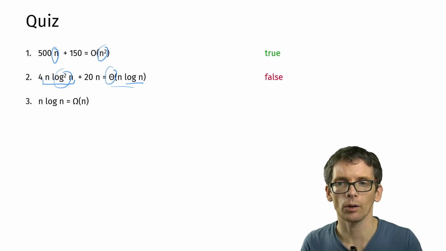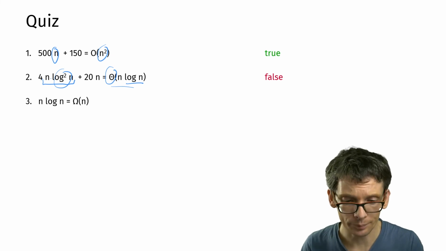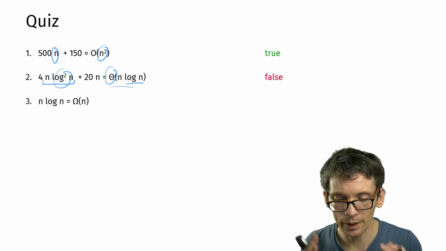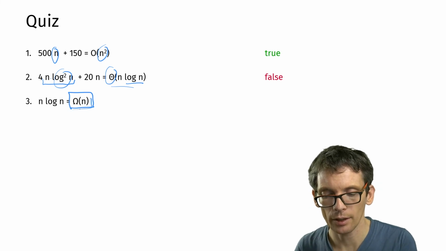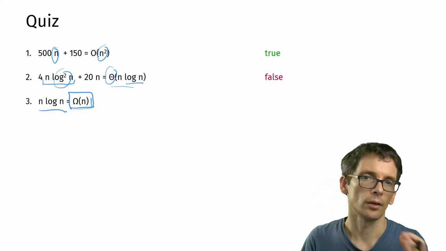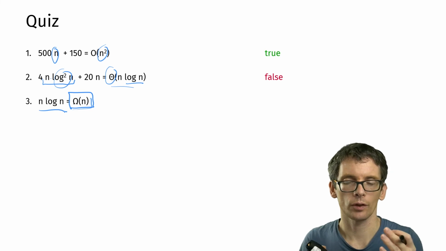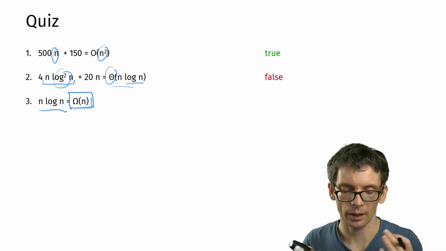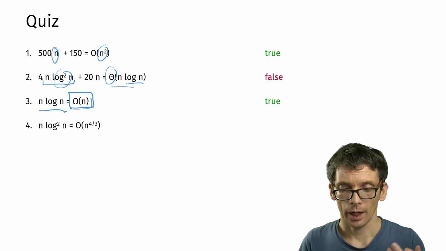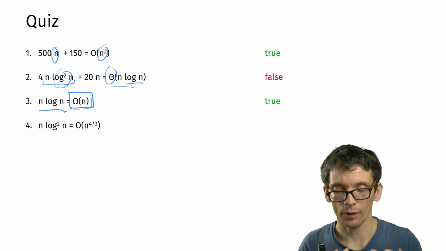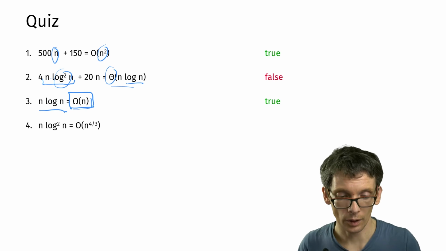Then, is n log n in omega of n? That is the case because omega expresses a lower bound and n is a lower bound for n log n, for sufficiently large n, meaning n at least 2. So this is true.